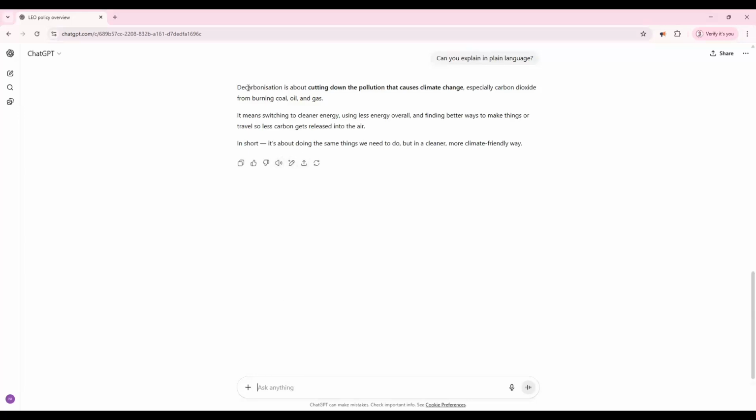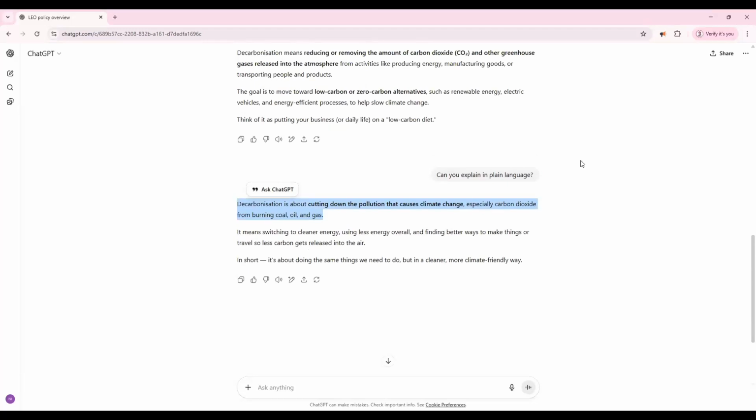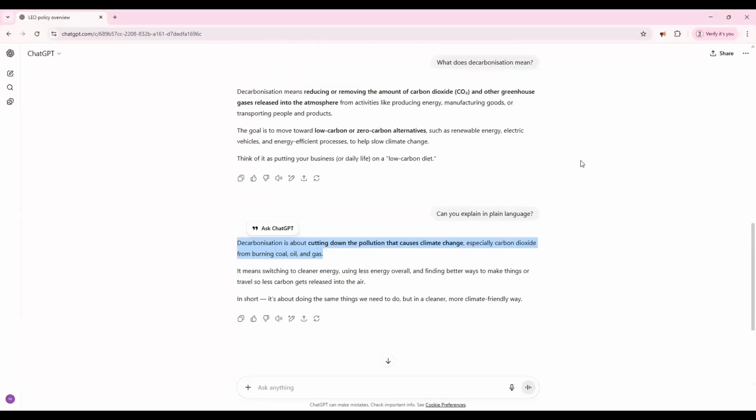Okay, and this is what it brings up. So decarbonisation is about cutting down the pollution that causes climate change, especially carbon dioxide from burning coal, oil, and gas. Okay, so that is much simpler than this sentence up here, where it says decarbonisation means reducing or removing the amount of carbon dioxide and other greenhouse gases released into the atmosphere from activities like producing energy, manufacturing goods, or transporting people and products. So it's a much, much shorter sentence and it gets more to the point, this one down here.